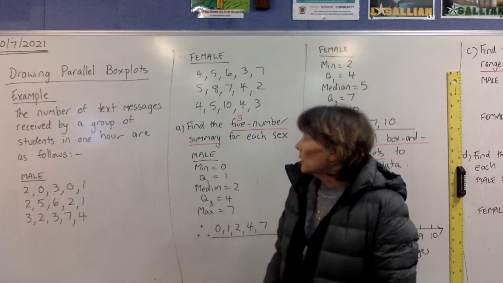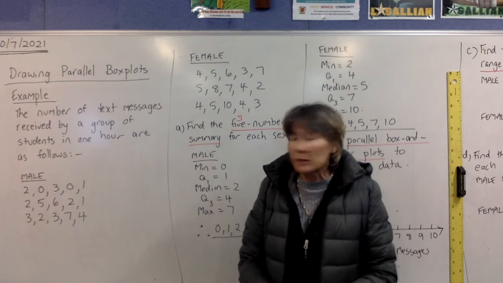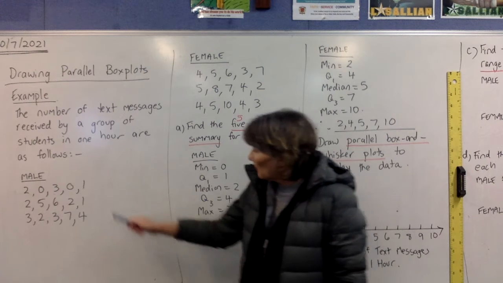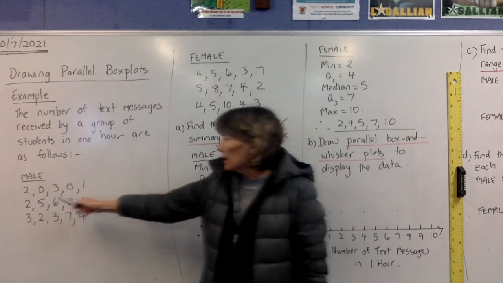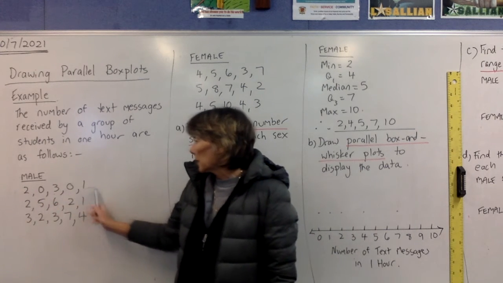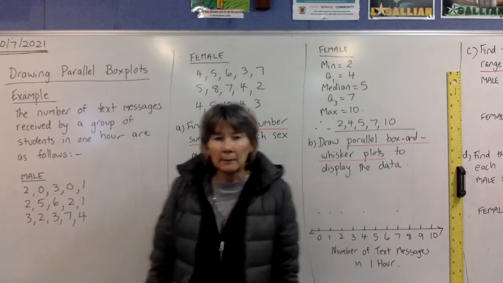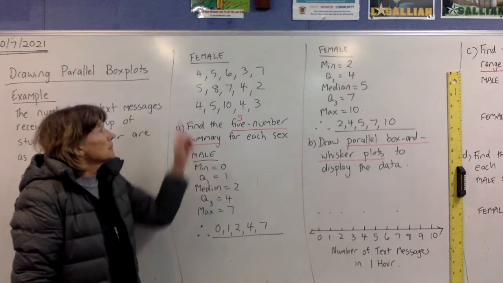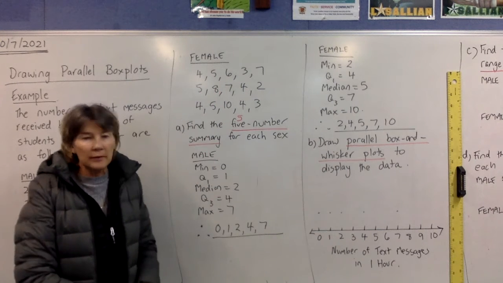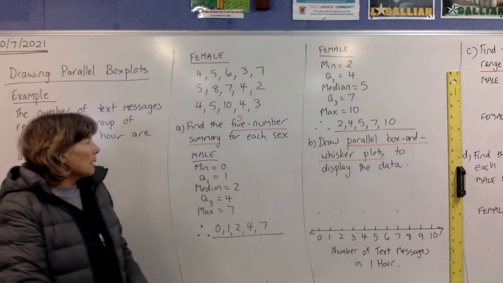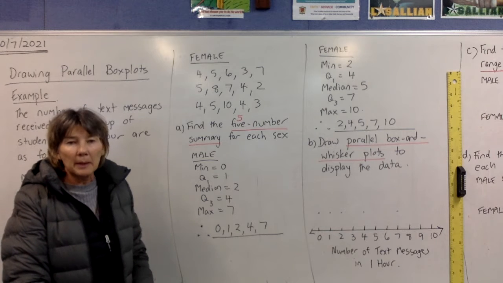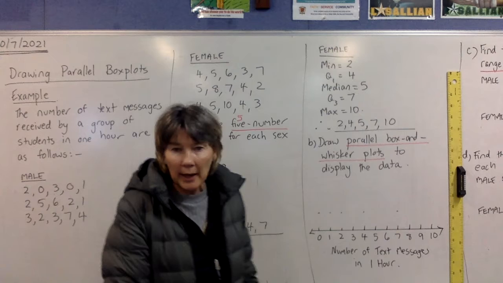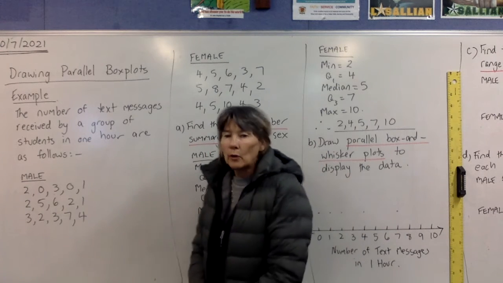So in this example we have the number of text messages received by a group of students in 1 hour. So for males, this is how many each male received in text messages in the hour. And for the females, this is how many text messages each female received in that hour. Okay, in part A it says find the 5 number summary for each sex. I'm not going to go through that now because we've done that enough already.